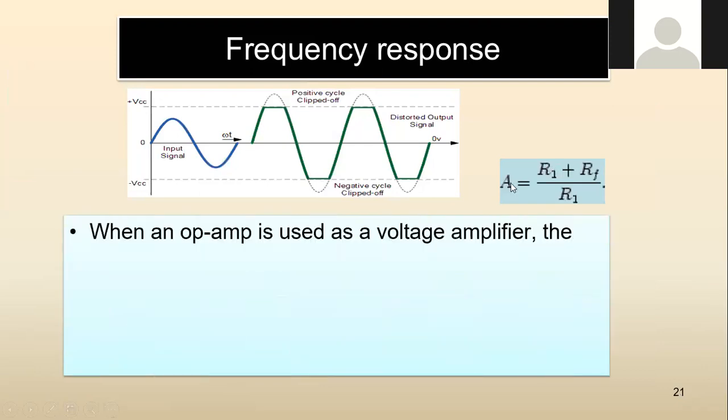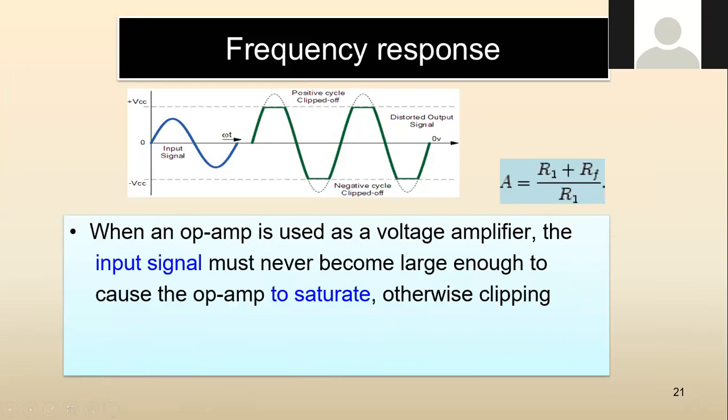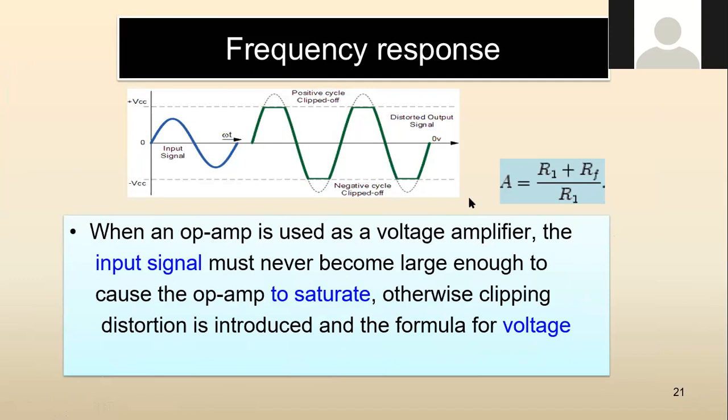Okay, so that is our new formula that we need to remember. When the op amp is used as an operational amplifier, the input signal must never become large enough to cause the op amp to saturate. That's an important point to remember. Otherwise, we have what we call distortion, saturation or clipping. We cut off the top there. It's a completely different waveform from the input signal. There are two new gain formulas that we will need to remember. We'll go into that in a while.